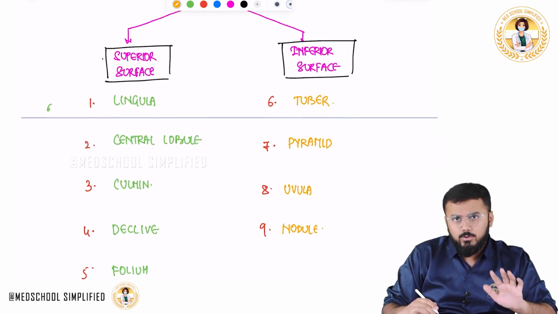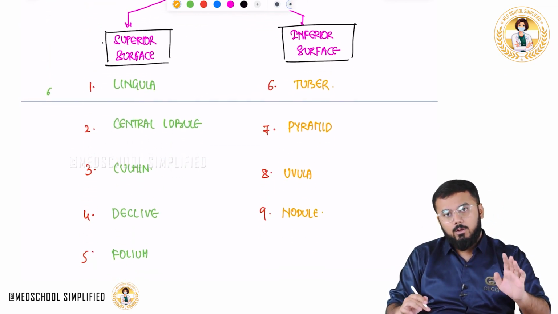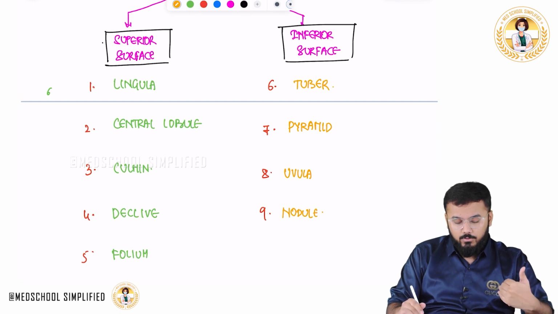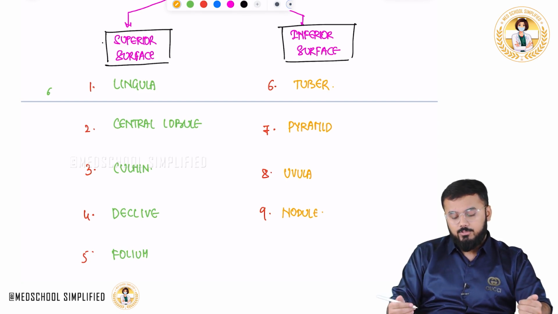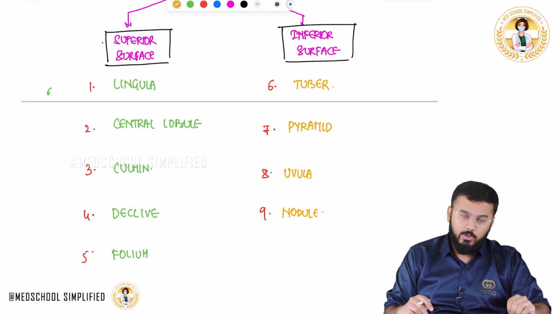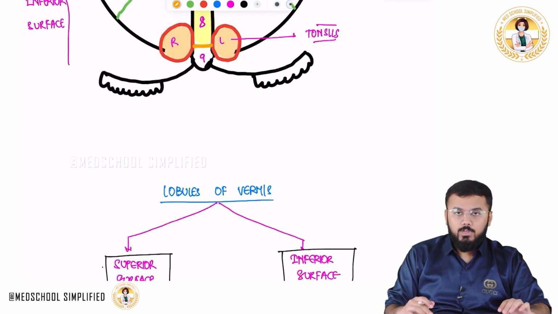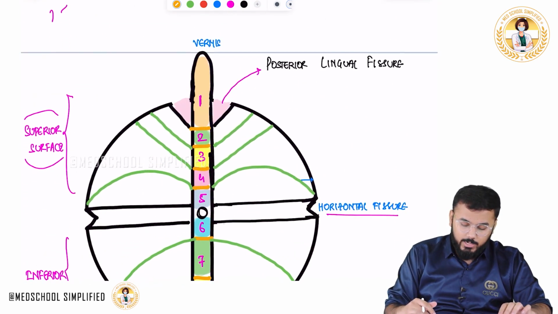So how many lobules do we have totally in the vermis? We have 9 lobules. On the superior surface we have 5 lobules, and on the inferior surface we have 4 lobules. These are the lobules which we have basically got. Now let us look at the other structures.